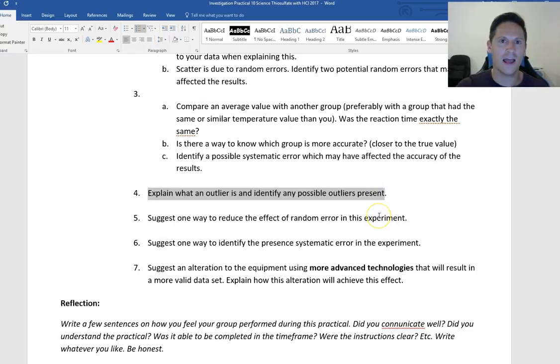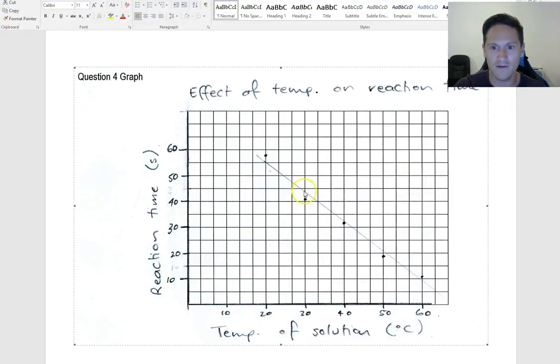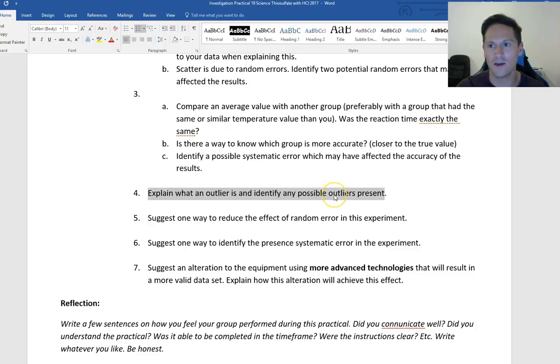An outlier is a data point that doesn't fit the rest of the data. Now, if you looked at this graph here, this is not an outlier. This is not an outlier. An outlier has to be way out, okay? So if you had these data points and then you had one here, that would be way out. And that might be to do with a complete kind of freak incident with the experiment.